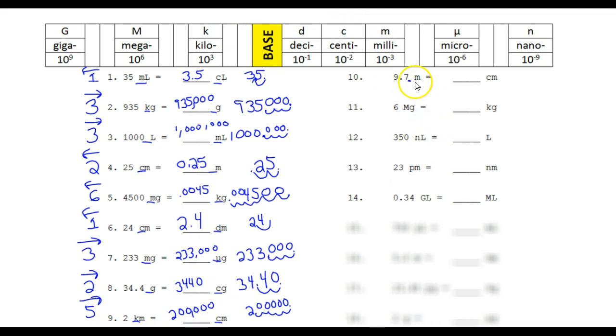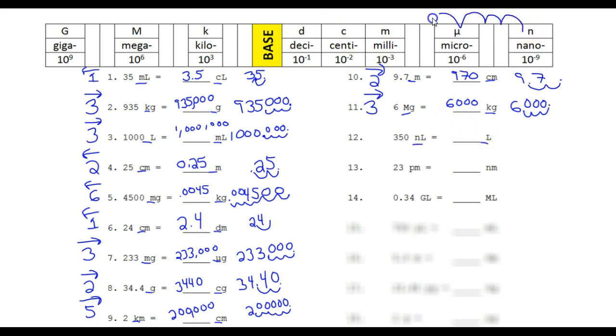Ah, the beauty of the metric system. Next up, going from base to centi. That's going to be 1, 2 to the right. So 9.7 is going to become 970 centimeters. Next up, mega to kilo. 1 to the right. So 6, and just add on 1, 2, 3 zeros onto the end of that, since the decimal point was at the end.